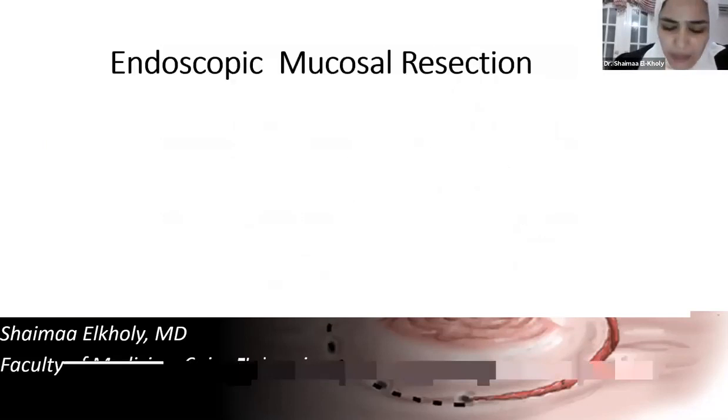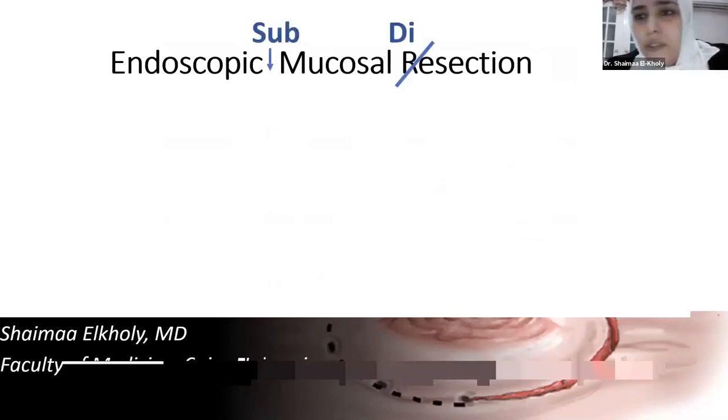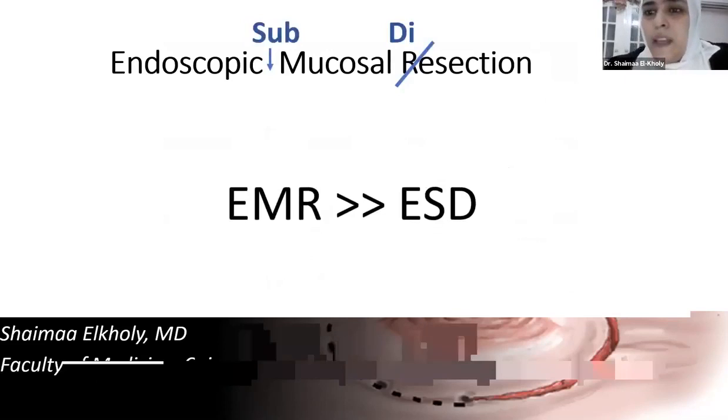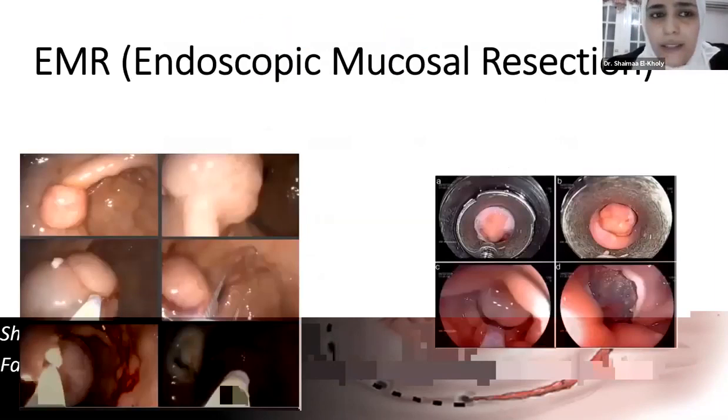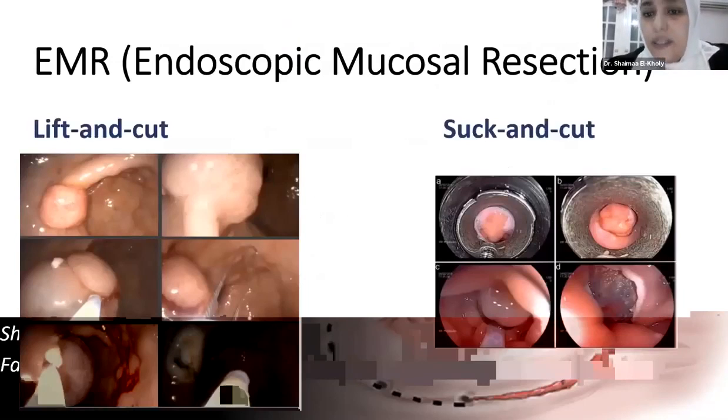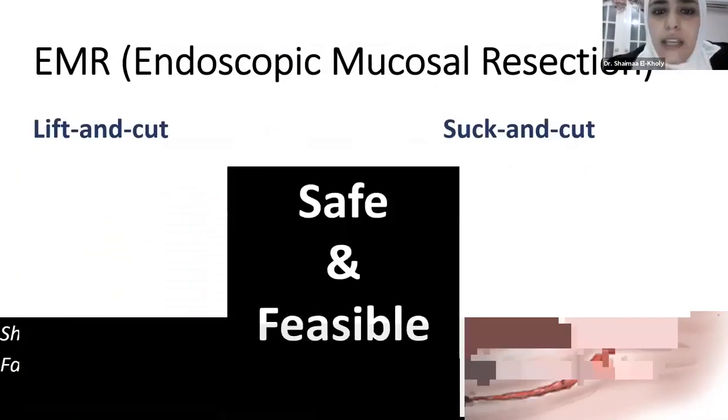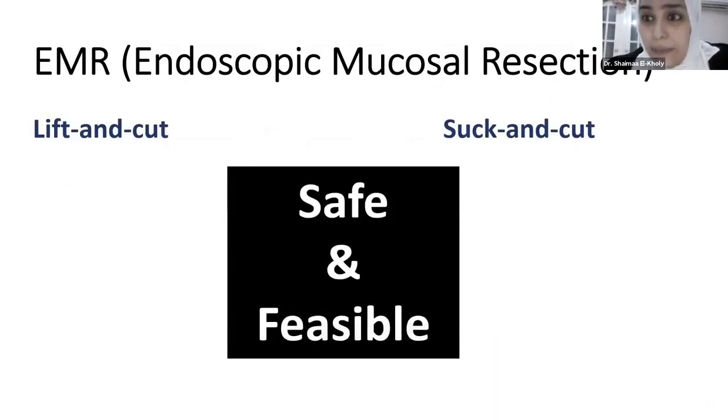So before we talk about ESD, we have to know from which ESD emerged. It emerged from EMR, which is endoscopic mucosal resection. As you can see, we just substitute a few letters and now it becomes ESD. So just a gentle reminder, what is EMR? EMR is a snare-based resection. It's either you inject and cut the lesion or you suck and cut the lesion. EMR is safe and feasible. It's usually done by most of the endoscopists, and you can do it at ease.